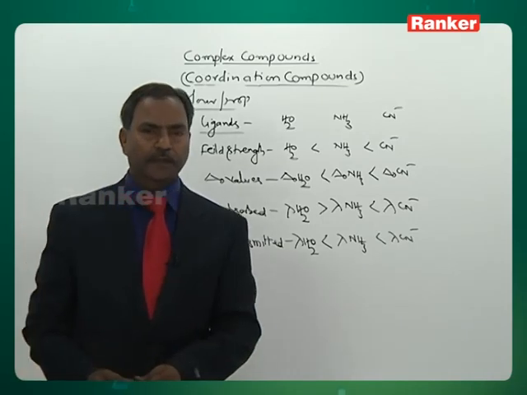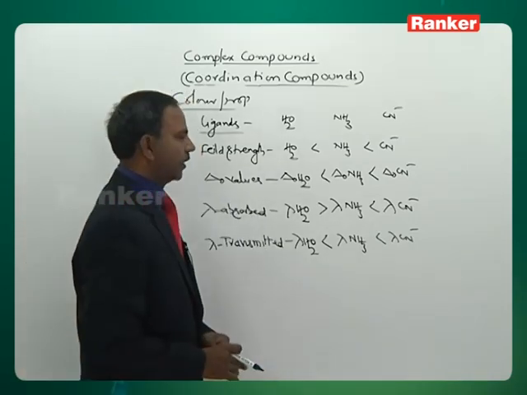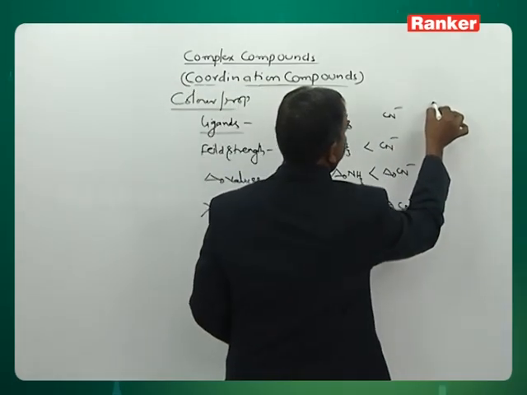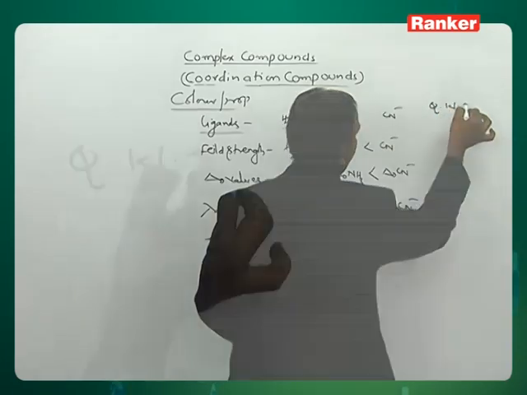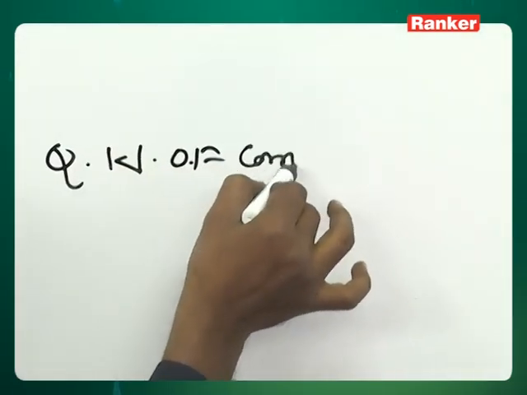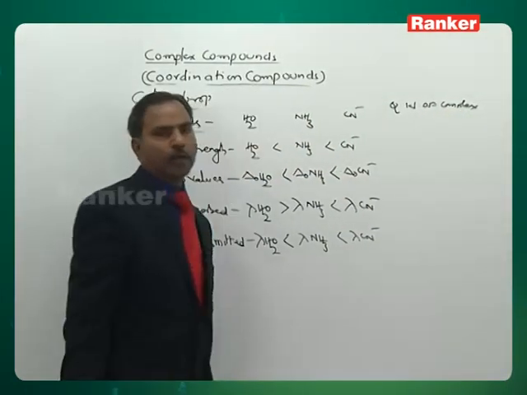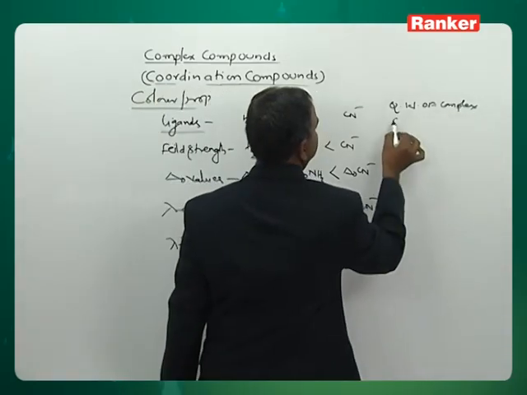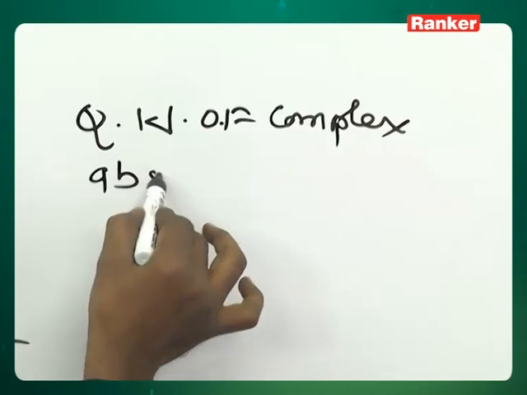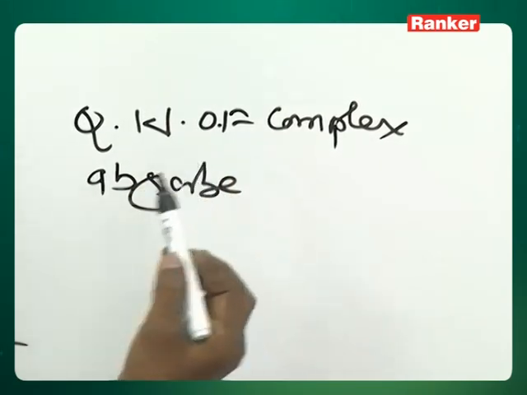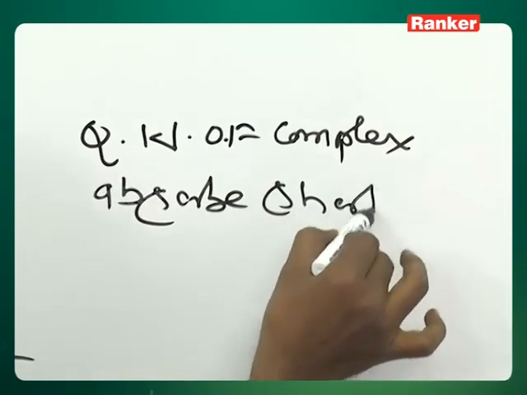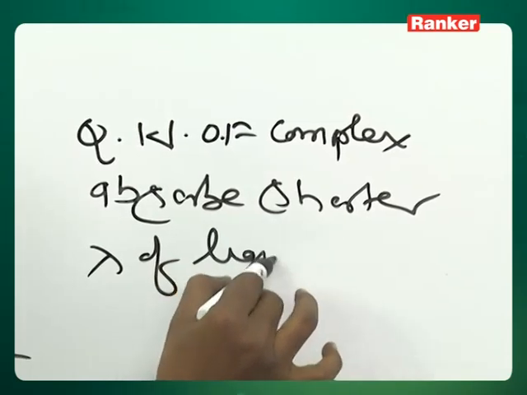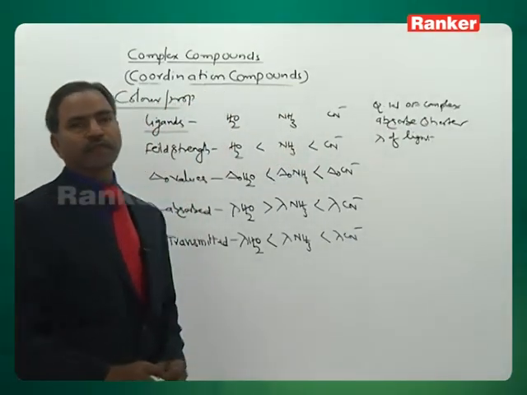How does a question appear in the examination? I will give a sample question of how the questions appear in the examination. I will write a question there. Look here. Which of the following complex absorb shorter wavelength of light? Absorb shorter wavelength of light. Shorter lambda of light, I am writing to make it shorter wavelength of light.